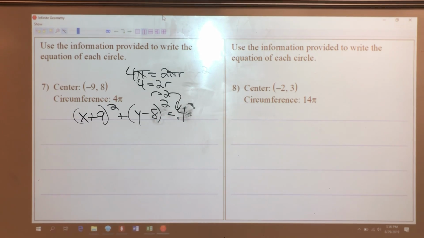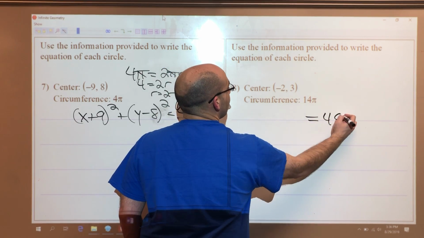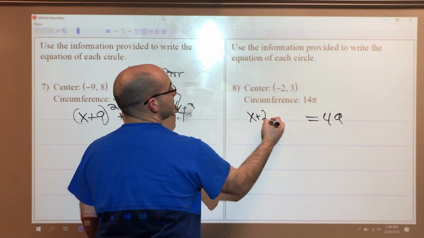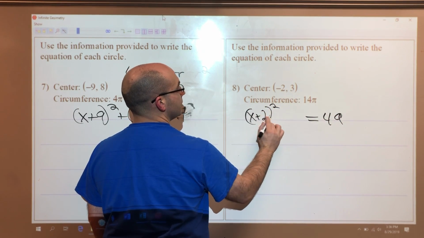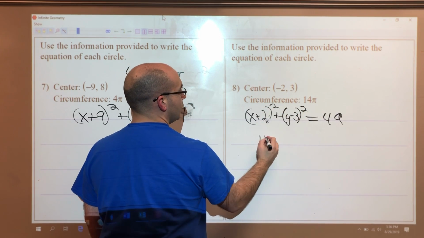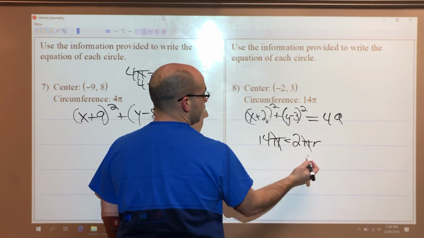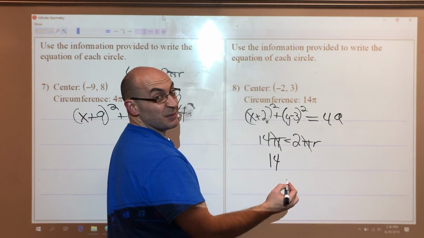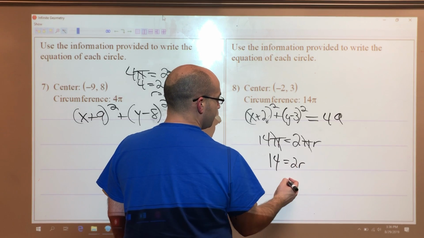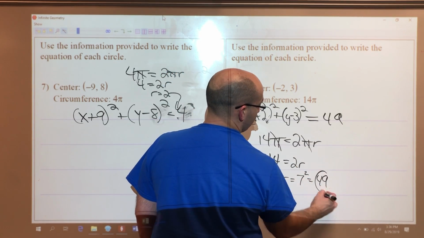I'll give you a second for the next one. 49 is my deal: x plus 2 squared plus y minus 3 squared equals 49. Let's check it out. 14 pi equals 2 pi r. The pi's get canceled on both sides. 14 equals 2r, so r equals 7, but 7 is being squared, which gives me my 49.